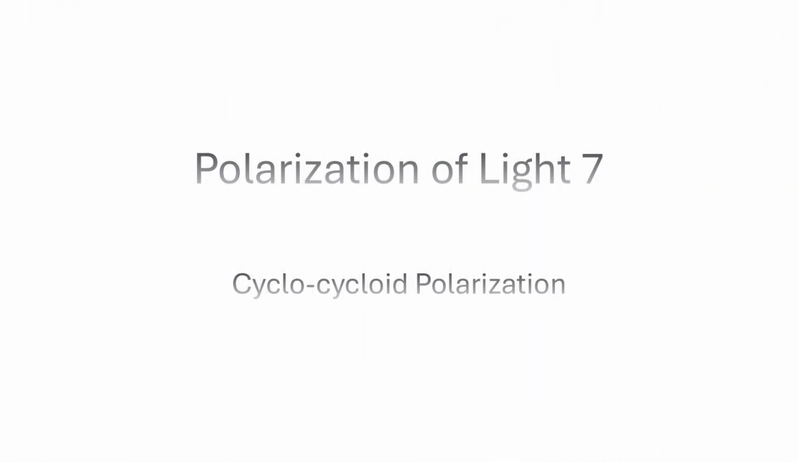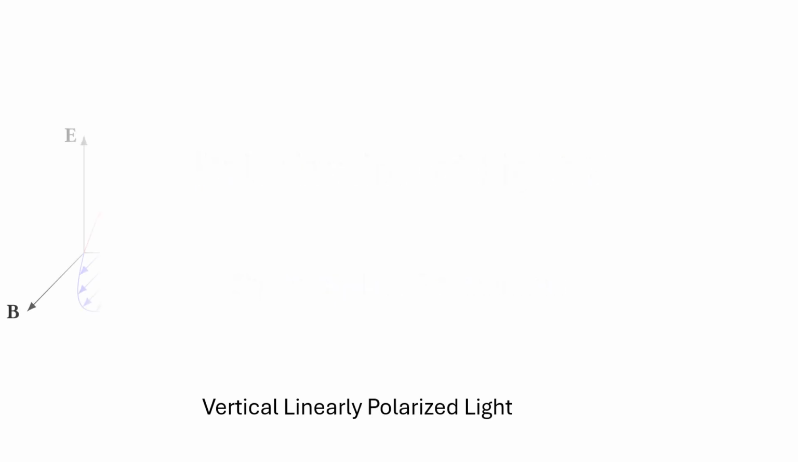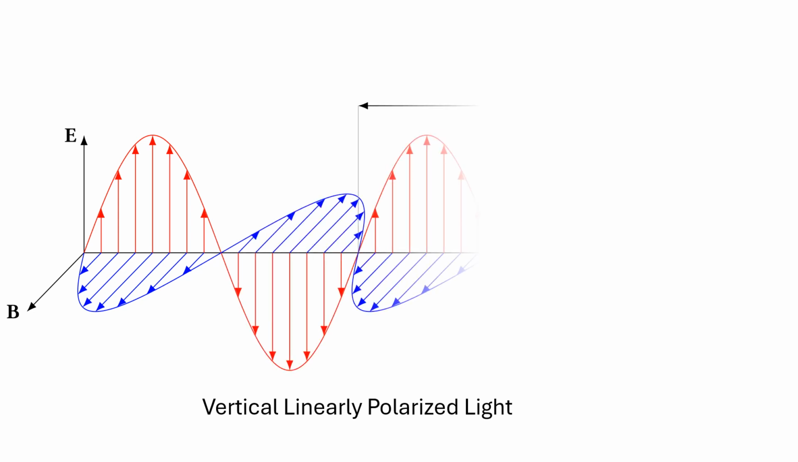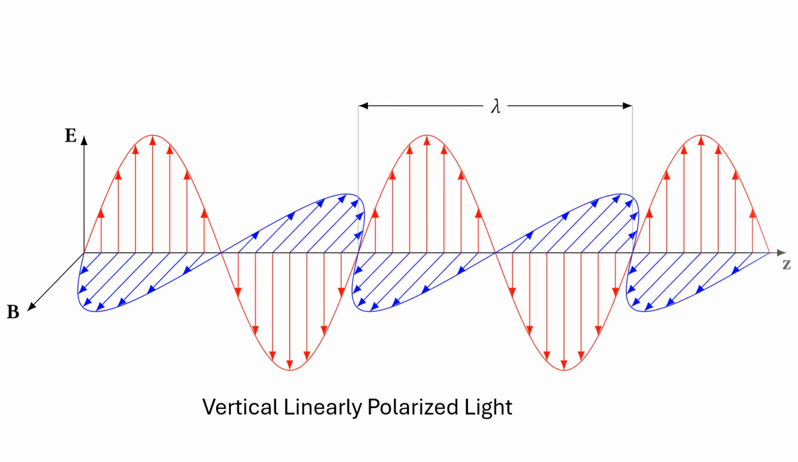In this video we will introduce an extended type of polarization of light called cyclo-cycloid polarization. We know that light is a transverse wave because of the phenomenon of polarization. Polarization is a property unique to transverse waves. It involves restricting the vibrations of the wave to a particular direction. Light can be polarized, which means that its electric field vibrations can be filtered to oscillate in only one plane.